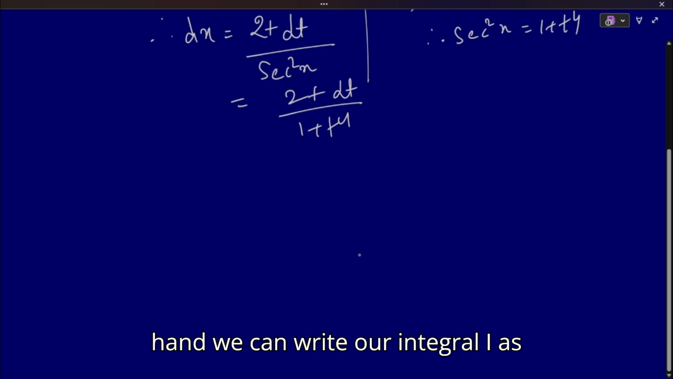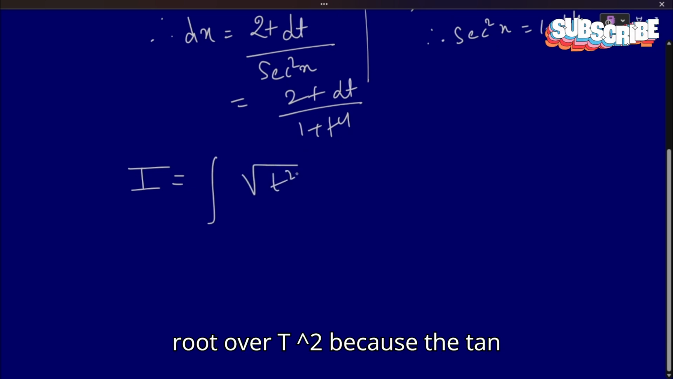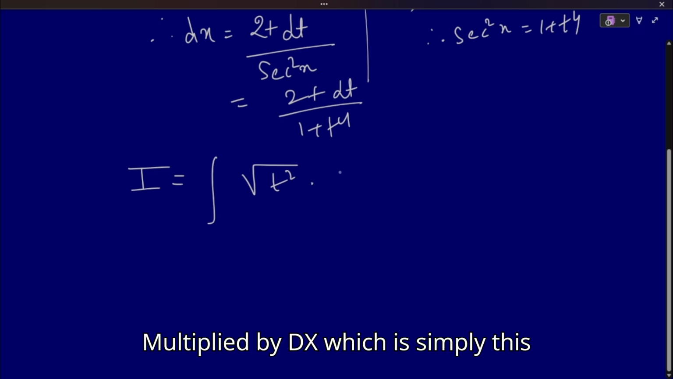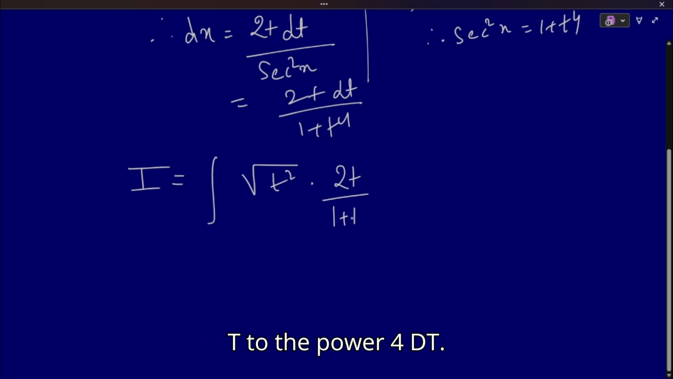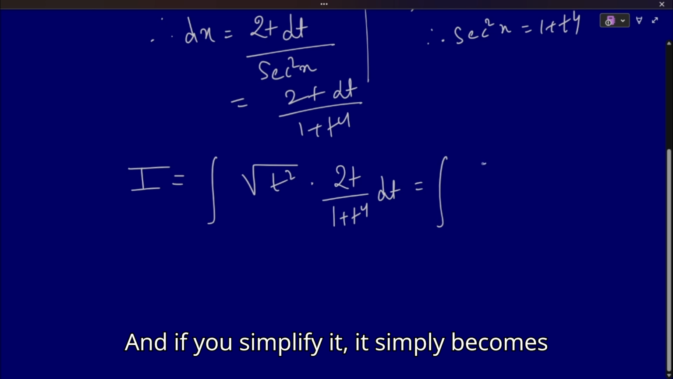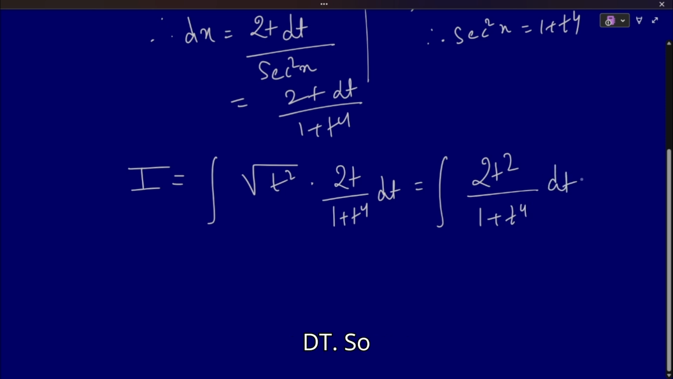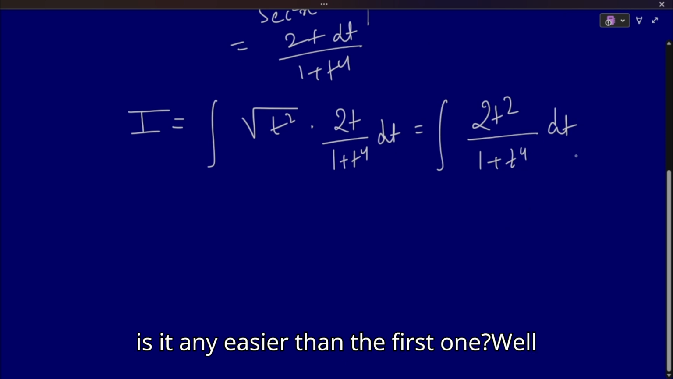Now, with this in hand, we can write our integral I as this. Integral I then becomes root over t squared, because tan x has been substituted as t squared, multiplied by dx, which is simply this term, right? 2t divided by 1 plus t to the power 4 dt. And if we simplify it, it simply becomes 2t squared divided by 1 plus t to the power 4 dt. Okay, so this is our resulting integral, but how is it any easier than the first one?